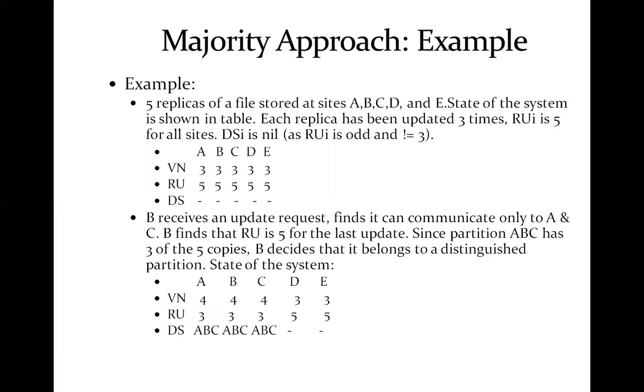The number of replicas which are updated is 3. So here it will be 333, and only ABC has been updated. And the distinguished site list will contain ABC.